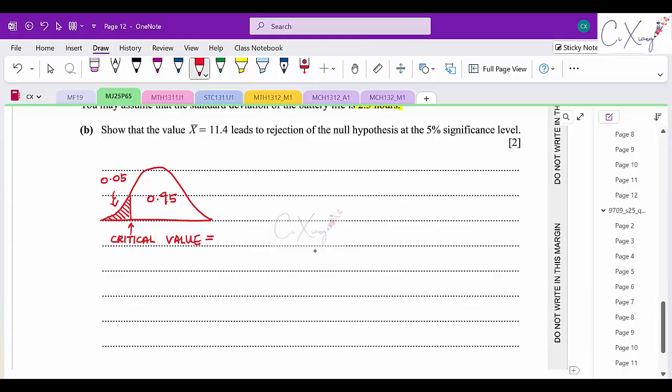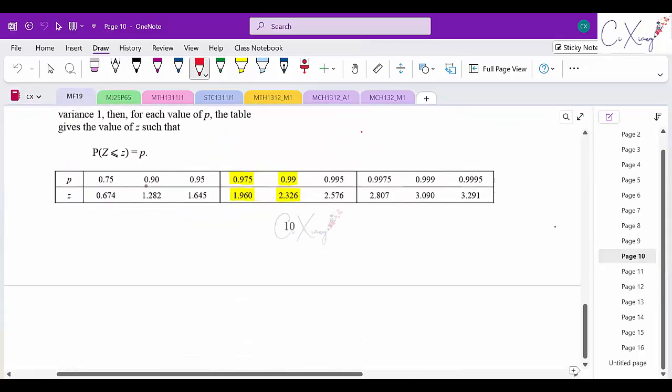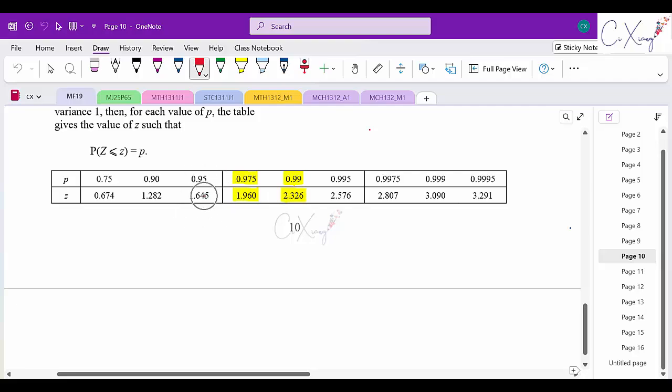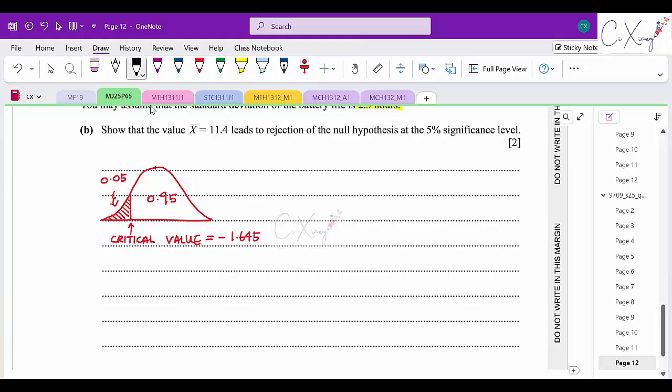What's the value of the Z? What's the critical value in this test? Looking for 0.95. Okay, so please look for 0.95. The Z will be 1.645. Okay, so negative 1.645. Because you can see very clearly that the mean of the standard normal distribution is 0, so the critical value is before the 0. Therefore, it should be a negative value, which is negative 1.645.